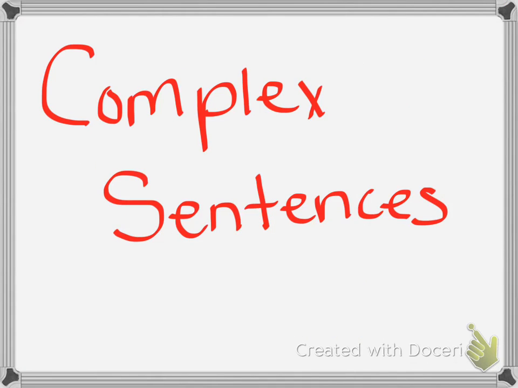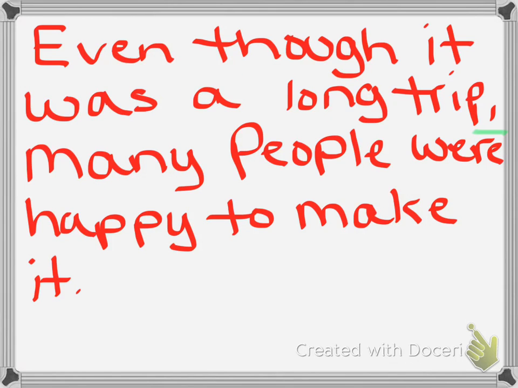Let's talk a little bit about complex sentences. A complex sentence contains both an independent and a dependent clause. Now there are a few rules you need to think about when you're writing complex sentences. If your dependent clause comes first, you need to set it off with a comma.